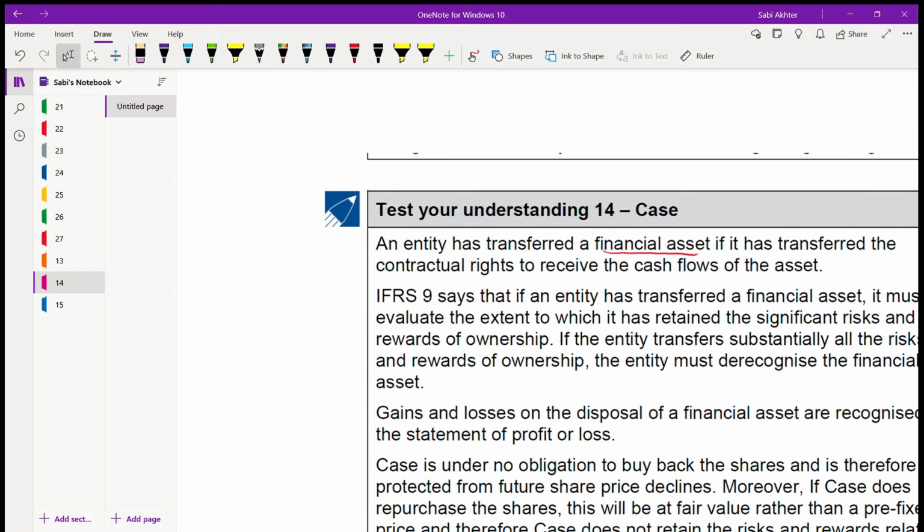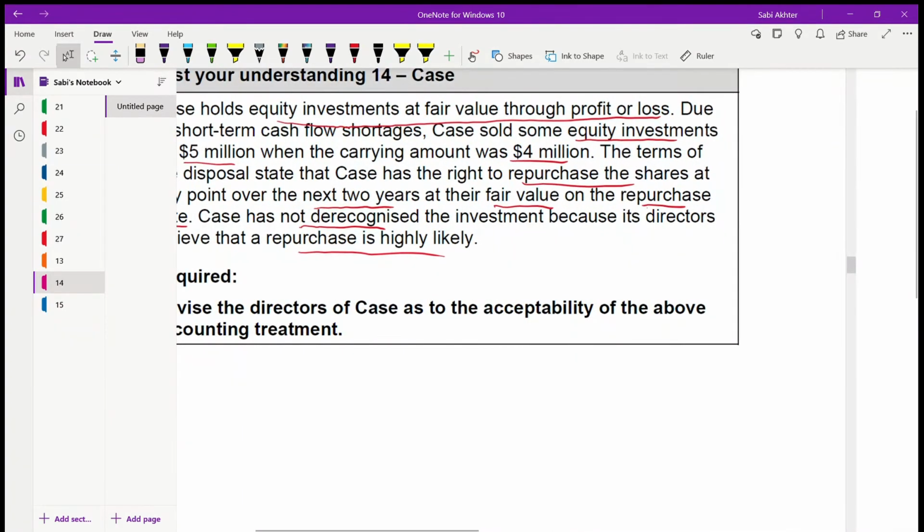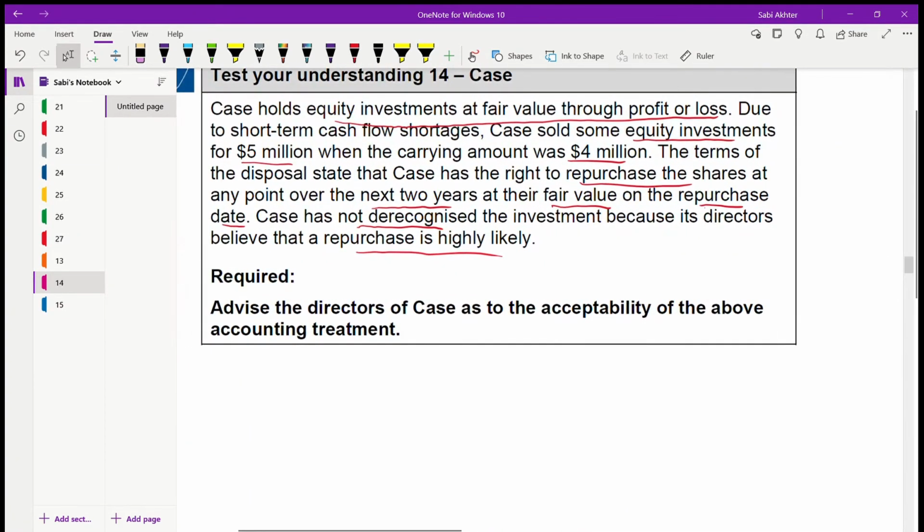See, derecognition comes when your financial asset or financial liability is transferred. If it's a financial asset, if it's transferred. If it's a financial liability, the obligation, whether there's an obligation or not. So here they are selling it. Here it's not about obligations or not. It's equity investments. So that means it's about transferring a financial asset.